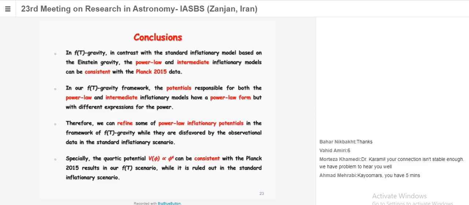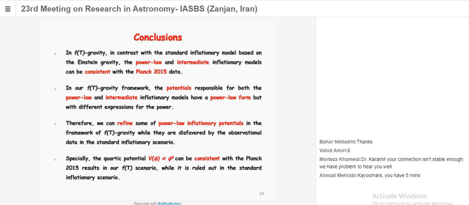So now I would like to summarize my concluding remarks as follows. The first one is that in FT gravity, in contrast with the standard inflationary model based on the Einstein gravity, the power law and intermediate inflationary models can be consistent with the Planck 2015 data, as you saw in the figures.